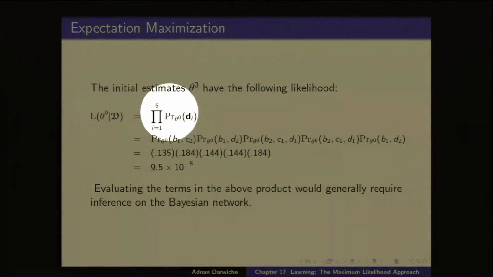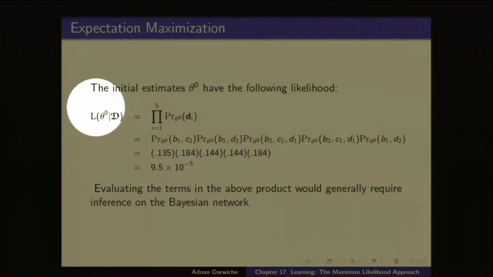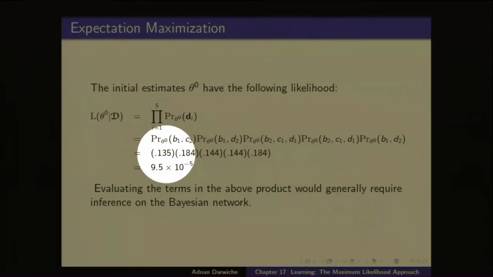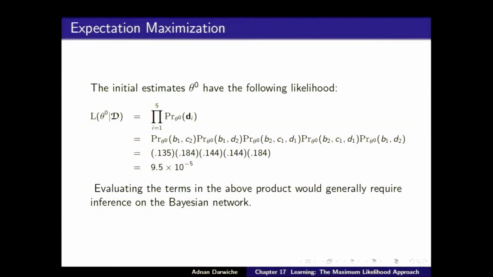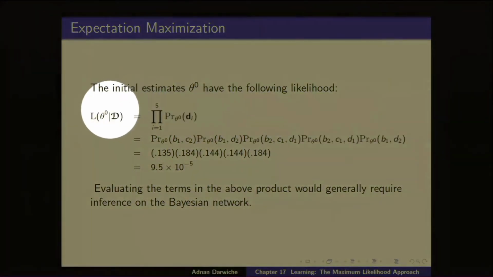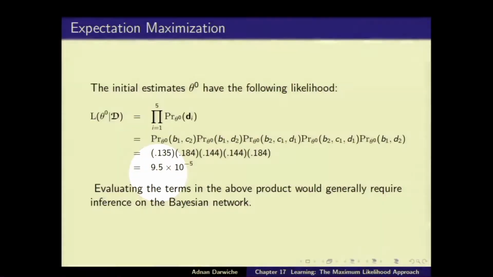You just iterate over all 5 examples in the data set. You compute the probability of each with respect to the current parameters. You just do this, you get this number. That's the score. That's the quality of our initial estimates. And the one thing you have to observe here now is the following. Look at the components of this. Each one of these is the probability of a partial variable instantiation. You need inference algorithms to evaluate the score, by the way. It's not trivial to get this number. You have to do inference.